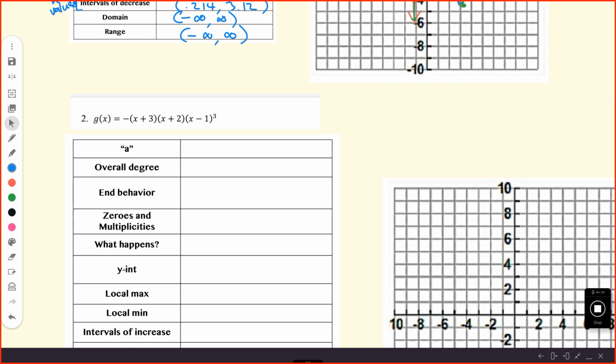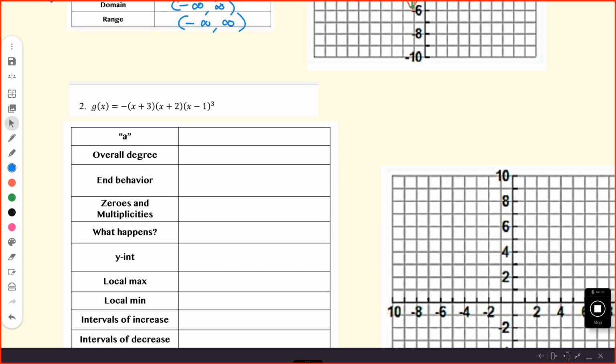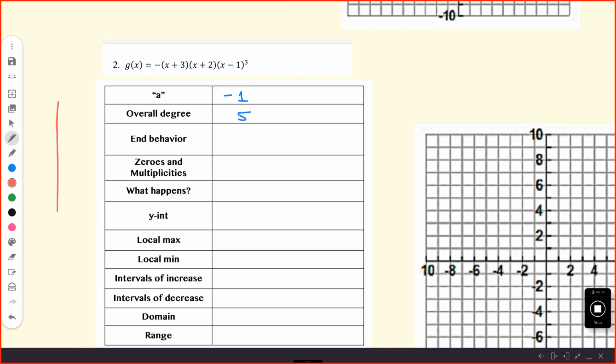So we have g of x equals negative of x plus 3 times x plus 2 times x minus 1 cubed. What is your a value? Negative 1, yeah. And what is our overall degree? 5. So we got odd negative, right? So what is the behavior of odd negative again? Decreasing, yes. Positive, negative. That's right.